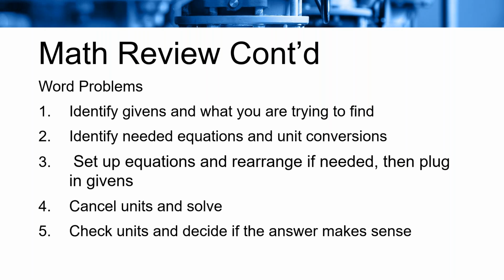Then the next step is to set up your equations and rearrange them if needed. You might need to use a little arithmetic to multiply both sides by a certain term to make sure they equal what you need. Then you go ahead and plug in your givens. After that, when your equation is all set up, you cancel the units and solve. And then you check your answer and decide if the answer makes sense. A lot of times that might come from previous knowledge of what you've seen before, or what you know are typically the given design parameters.